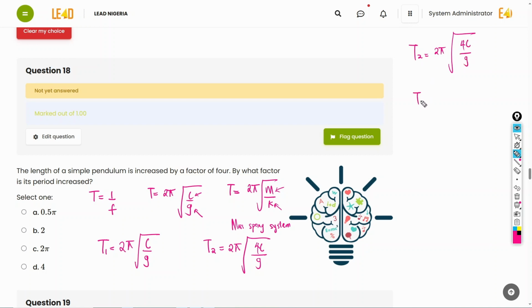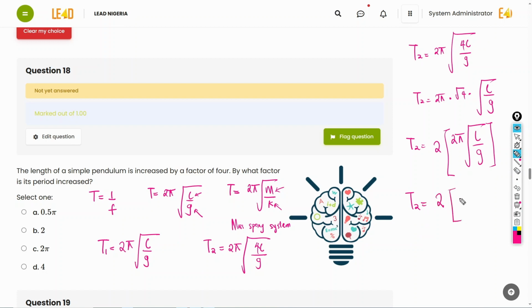So I can write this as T2 is equal to 2 pi times root 4 times square root of L over g. So I can write this as T2 is equal to 2 times 2 pi square root of L over g, because root 4 is 2. So in a sense, I'm saying that T2 is equal to 2 times T1. So the correct answer is B, because if you increase the length by a factor of 4, then the period is increased by a factor of 2.